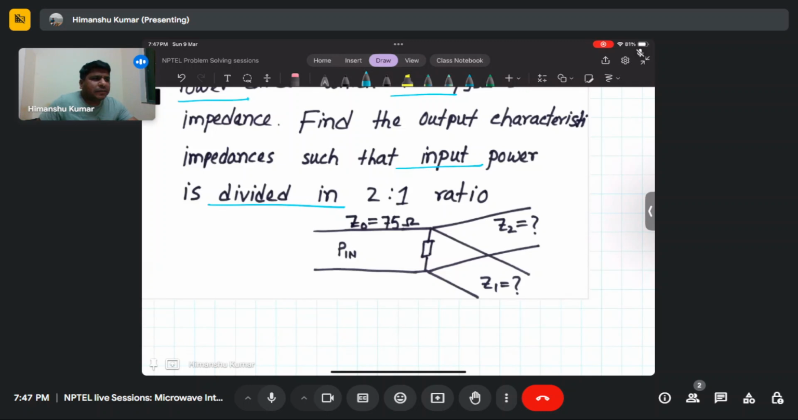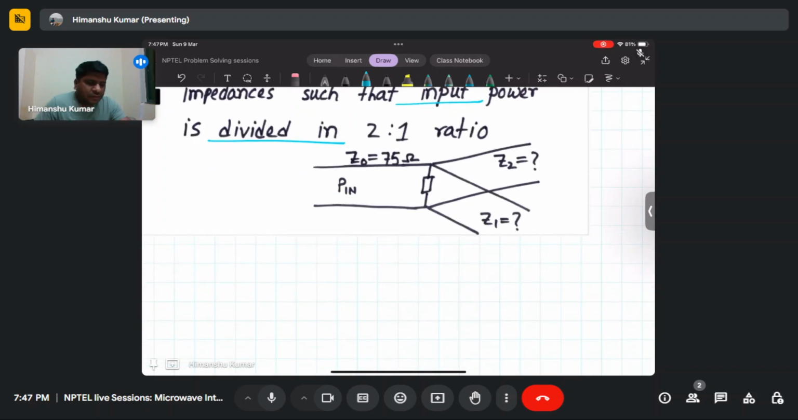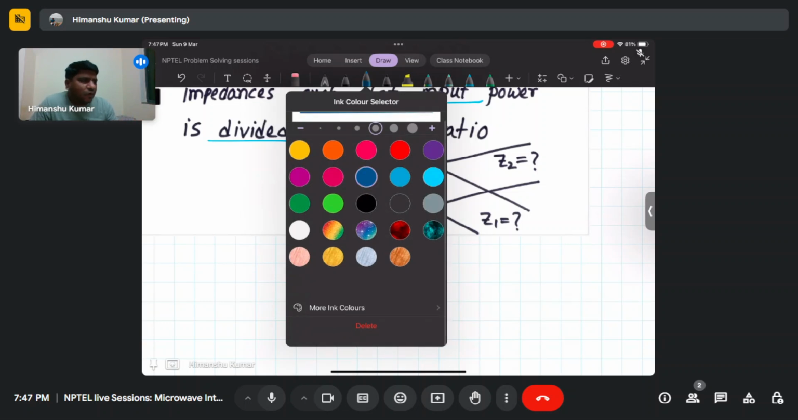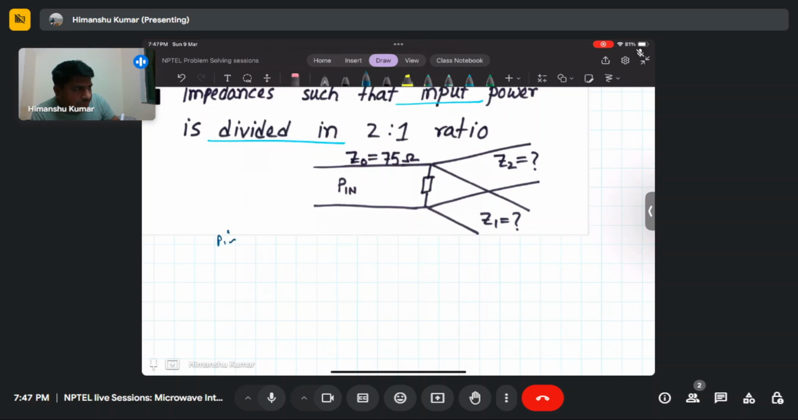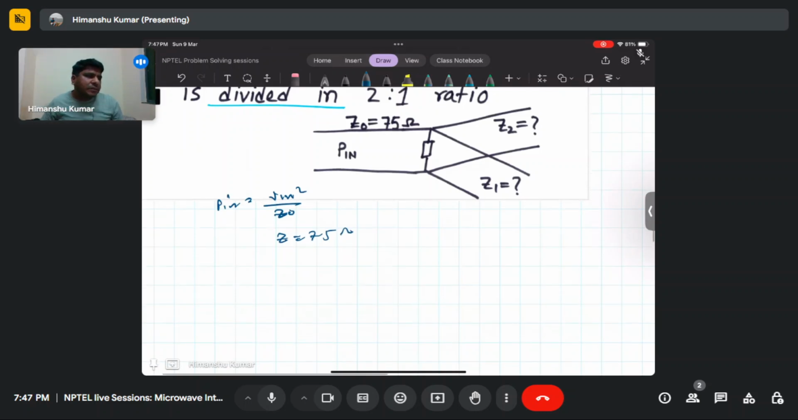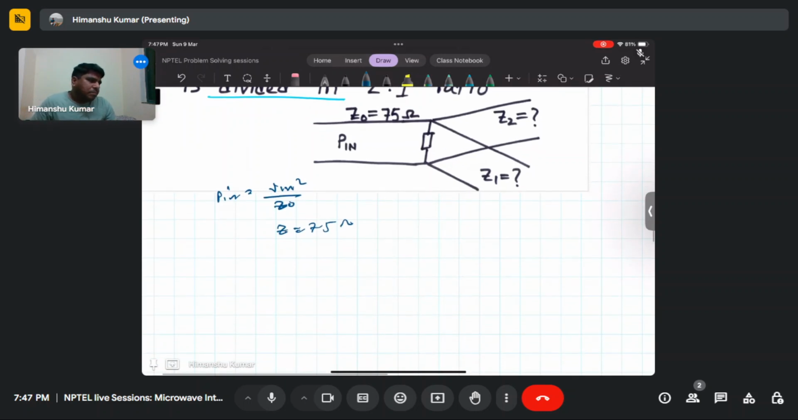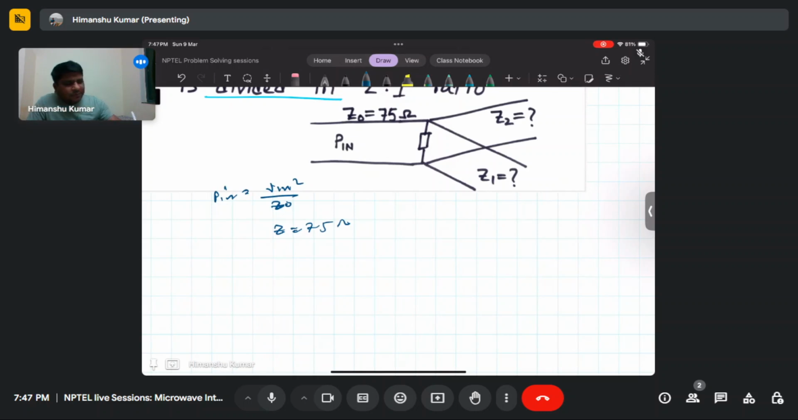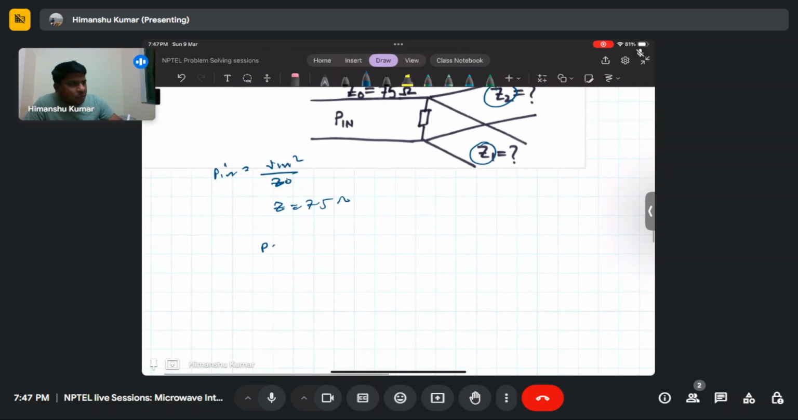So we can write the input power in terms of input voltage. P in is equal to V in squared by Z naught, right? Where Z naught is the source impedance, which is 75 ohm. Now the output power at port 2 will be equal to V in squared divided by Z2, and P1 will be equal to V in squared by Z1.